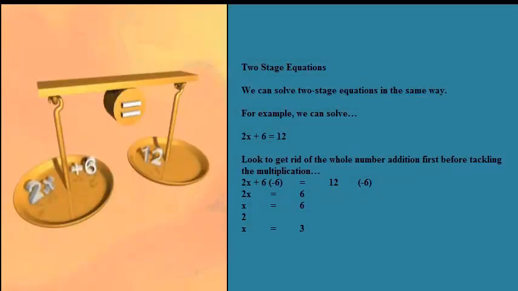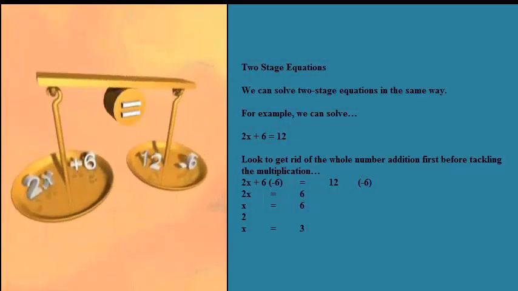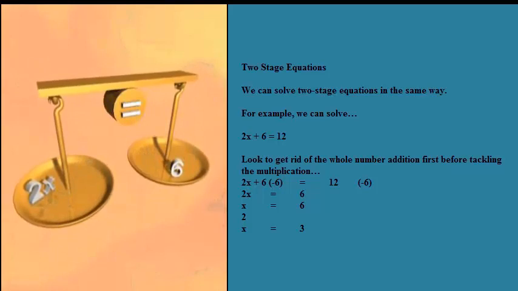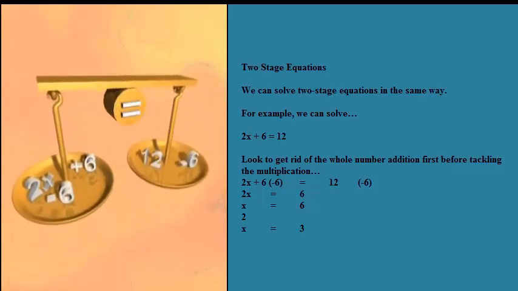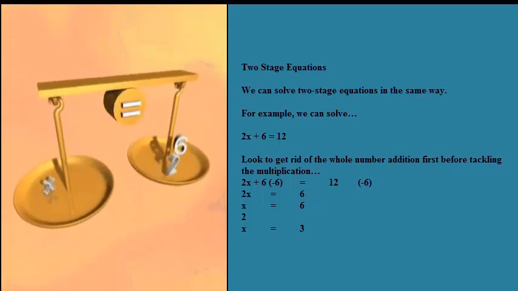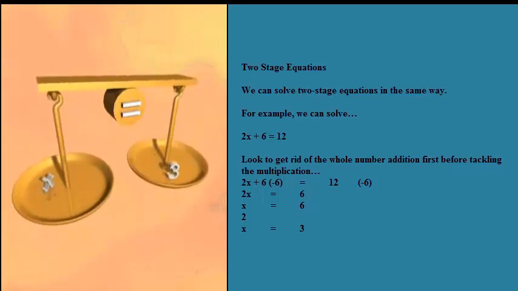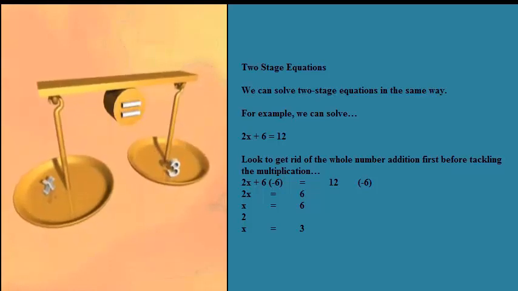We can solve two-stage equations in the same way. For example, we can solve 2x plus 6 equals 12. Look to get rid of the whole number addition first before tackling the multiplication. 2x plus 6 minus 6 equals 12 minus 6. 2x equals 6. X equals 6 divided by 2. X equals 3.